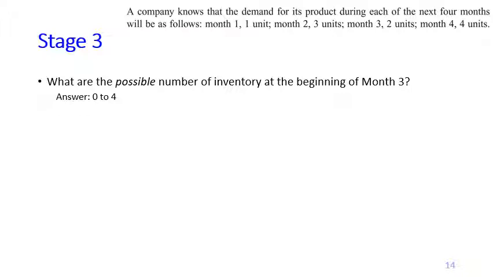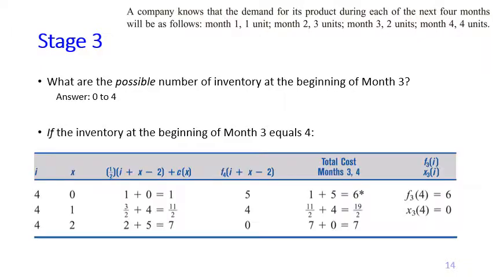Okay, so that was the calculation when we have 0 inventory at the beginning of month 3. Let's see another possibility: if the inventory at the beginning of month 3 equals 4. So now I'm going to look at the other extreme. Here 4 becomes the state, and the possible decisions are 0, 1, and 2.